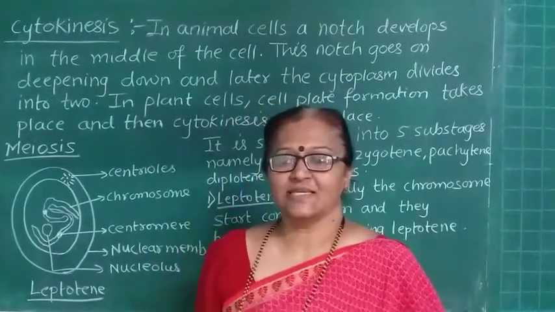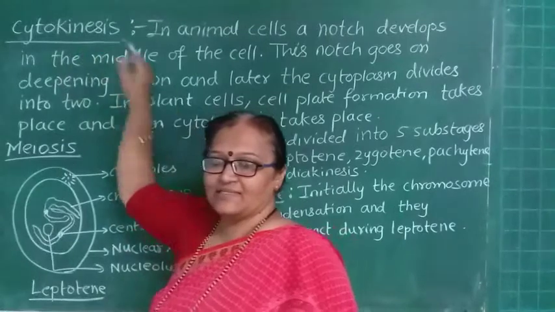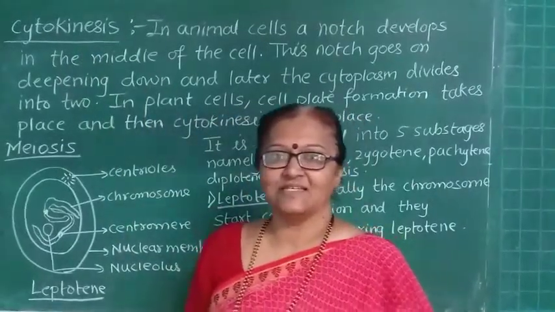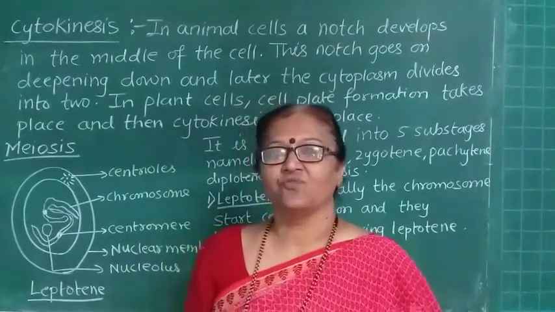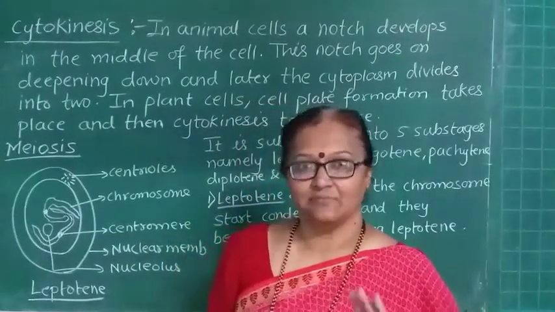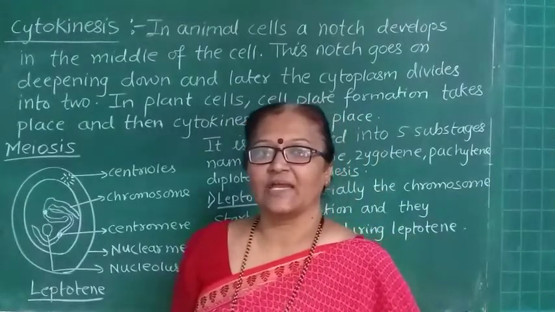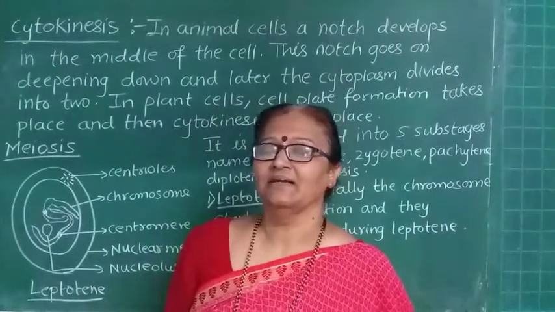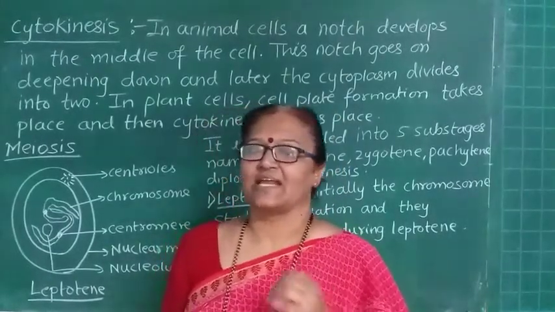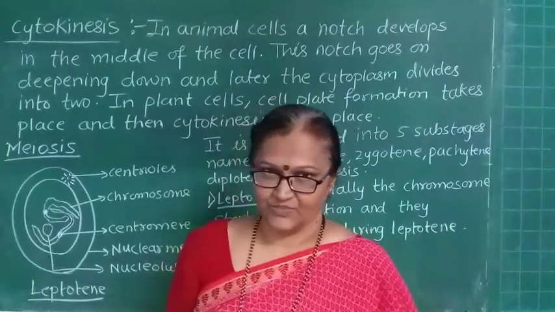The second step in mitosis is cytokinesis. Before that we have seen prophase, metaphase, anaphase and telophase, the four stages of mitosis. In mitosis there is karyokinesis and cytokinesis. Karyokinesis is nuclear division and cytokinesis is cytoplasmic division.